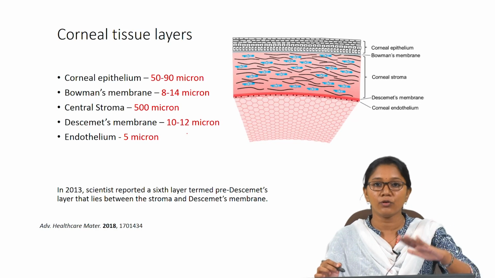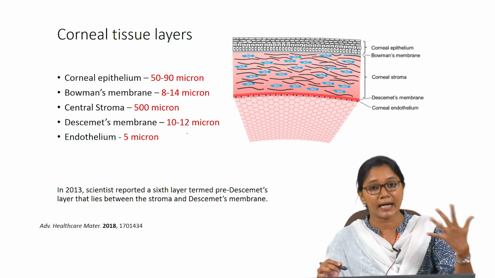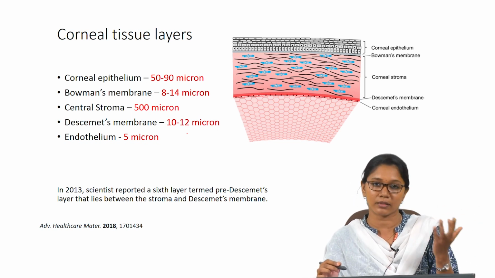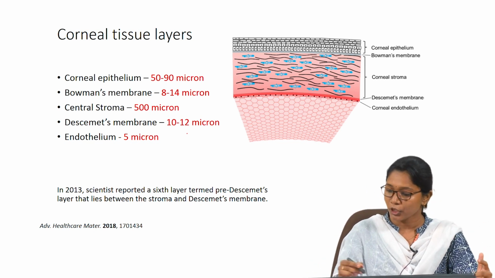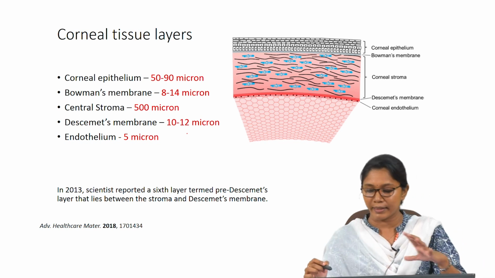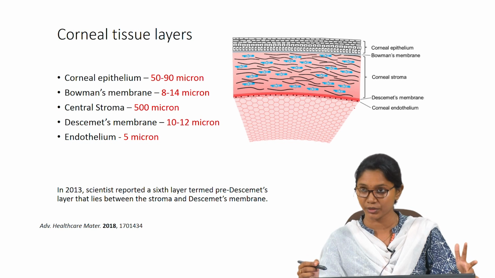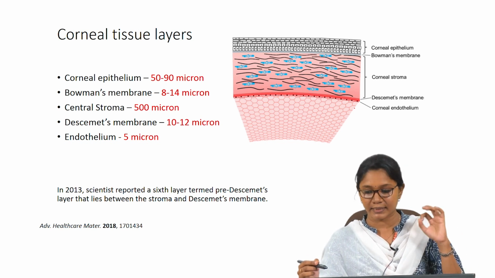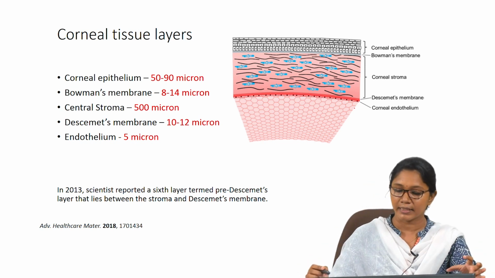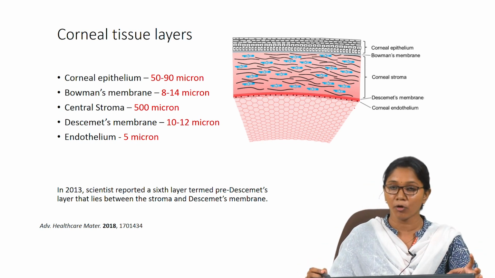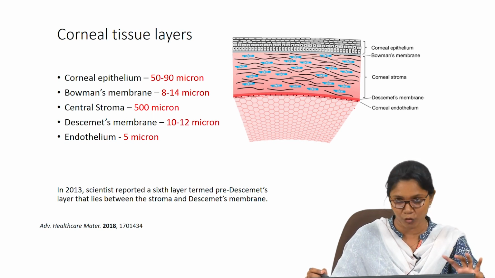Now we know that there are differences in the curvature, radius or thickness, but we need to know what the underlying process is, or what causes this to happen. So, here we have the corneal tissue layers. The figure shows an image of the different layers in the corneal tissue. For a long time, the corneal tissue has been divided into 5 layers: the corneal epithelium, the Bowman's membrane, the central stroma, Descemet's membrane and the endothelium.